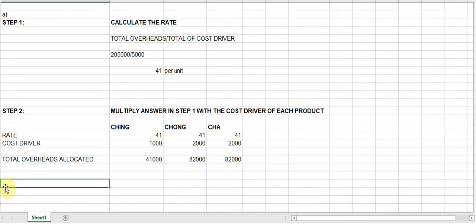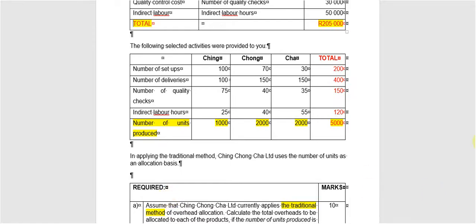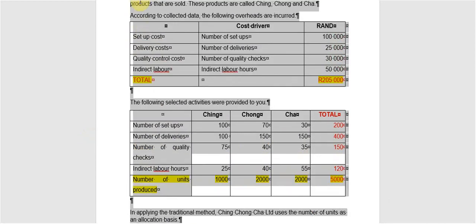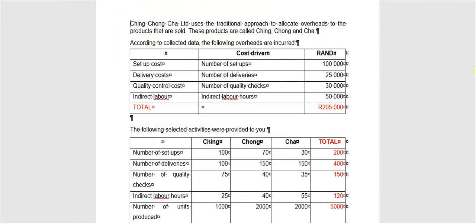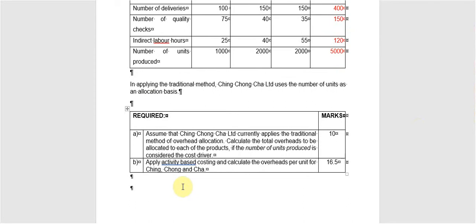Let's look at required number B. In required number B, and now I'm just going to delete the yellow because we will no longer need it. No color. All right, now we are at number B, and it says apply activity-based costing and calculate the overheads. And it says per unit. You are not required to do this, only overheads in total for Ching, Chong, and Cha. So you want to know for Ching, Chong, and Cha, what are the overheads to be allocated to each product if we use a different mathematical approach.